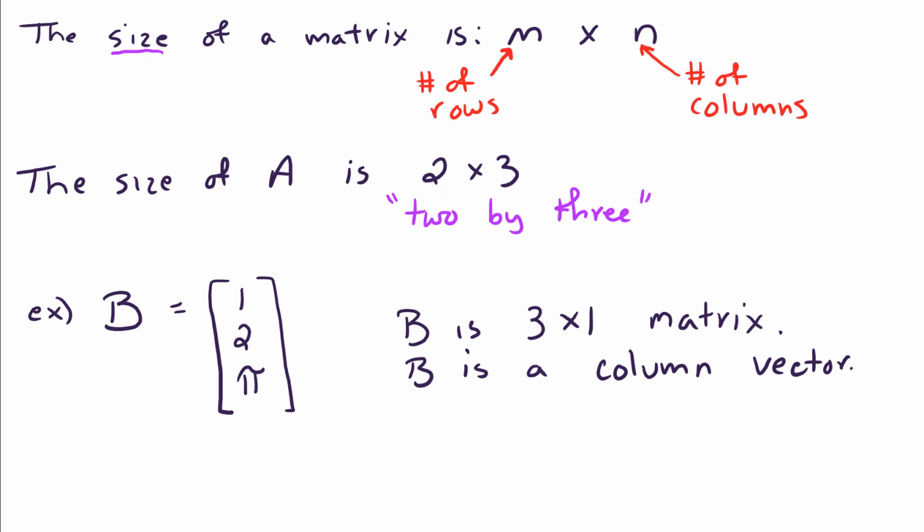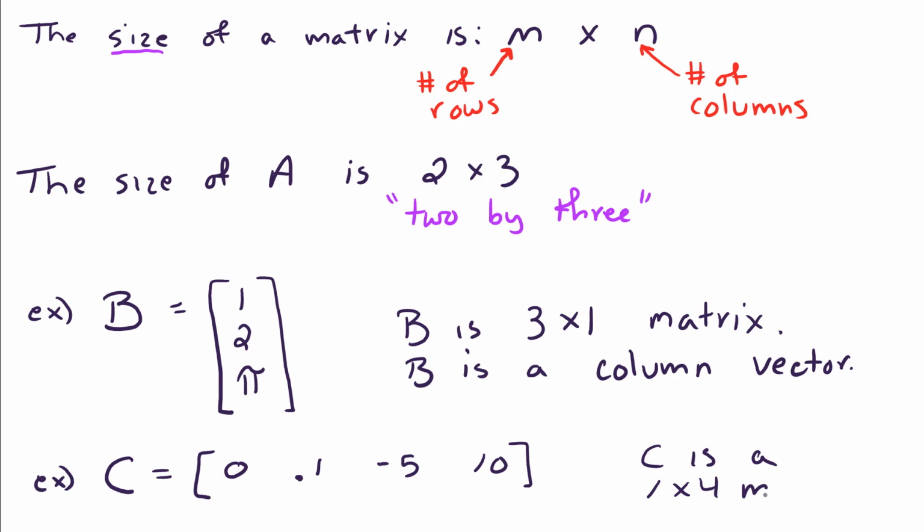And similarly, you could imagine something that had just 1 row in it. So you could let matrix C, capital C, be a matrix defined by 1 row and 4 columns. We could go 0, 0.1, -5, and 10. And we would say C is a 1 by 4 matrix. And similarly, you could call it a row vector or a row matrix.